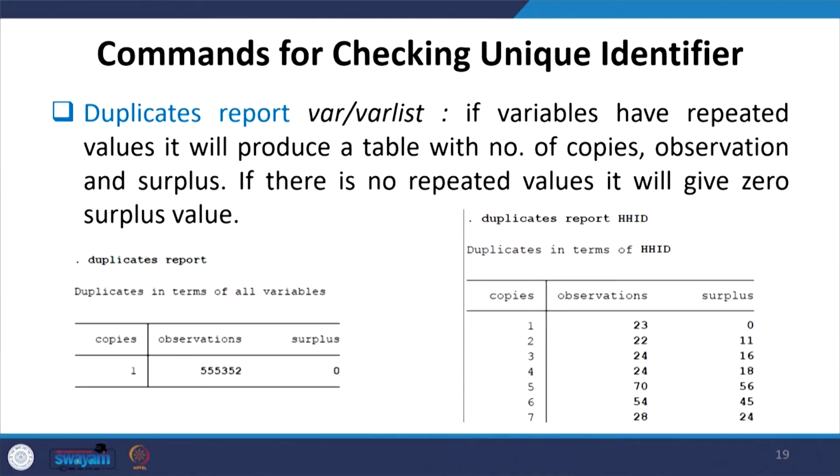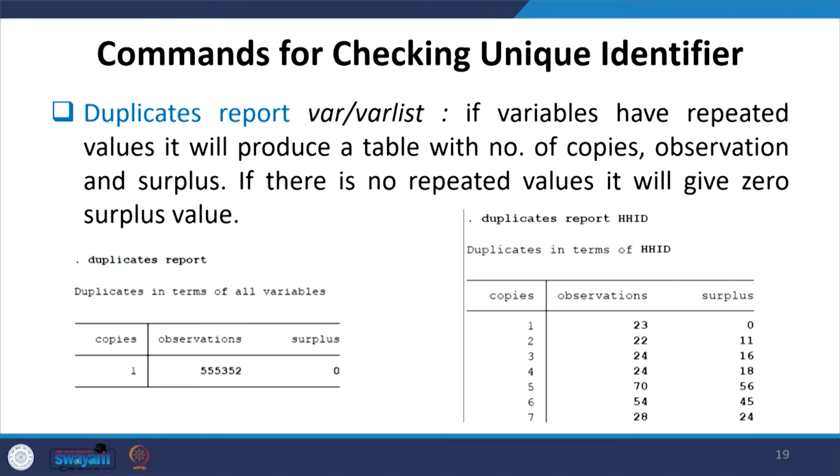Suppose we want to understand the duplicate report of a variable or variable list. If variables have repeated values, it will produce a table with the number of copies, observations and surplus. If there are no repeated values, it will give 0 surplus value. With this duplicate report, we can find out whether this variable has repetition in the database or not.